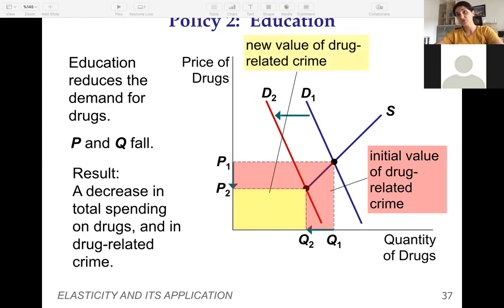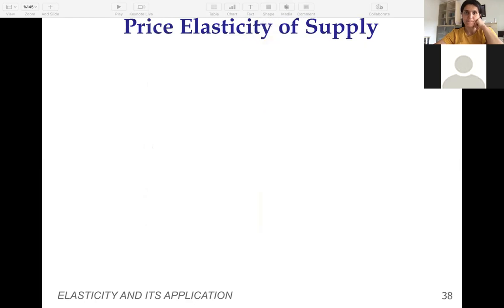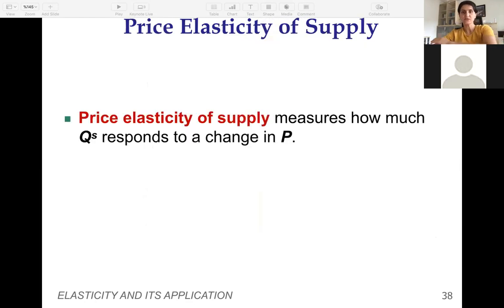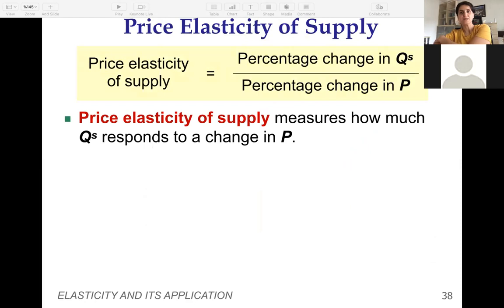And a decrease in total spending on drugs and in drug-related crime. So what do you say about the policy intervention? Education is more helpful than the first policy. Now, price elasticity of supply. Price elasticity of supply measures how much QS responds to a change in P. So the percentage change in QS is the numerator and the percentage change in price is the denominator.